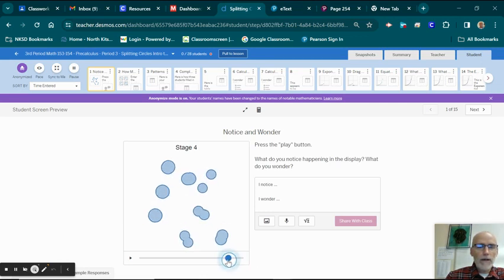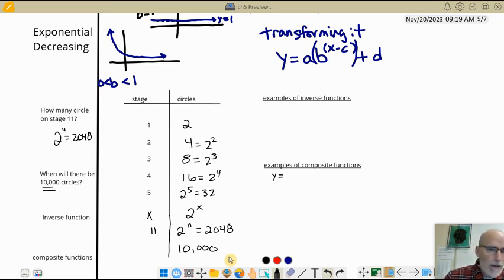Now notice, as they're splitting, maybe somebody could say at stage 3.5, there's kind of a partial circle there. So maybe you could consider it as being a continuous function, but somebody would say it's probably discrete. That you have stage 3, you have stage 4, you don't have a stage 3.5. I hope I'm making that clear. But anyways, let's say we could answer the question, when will there be 10,000 circles? 10,000 is definitely on this side of the table.